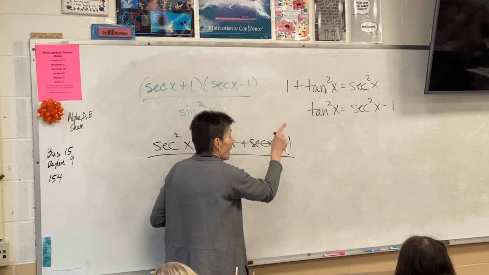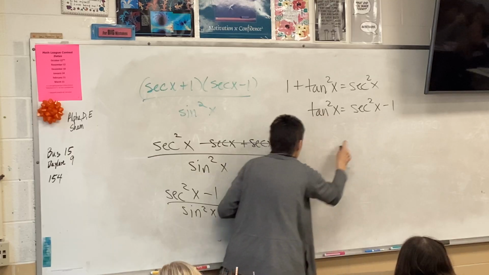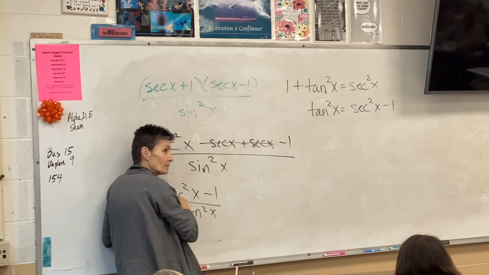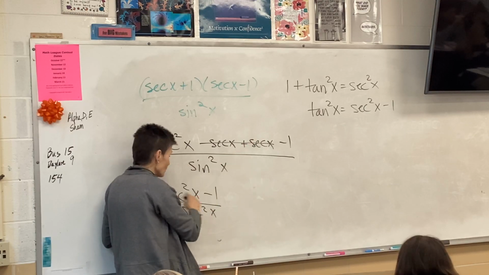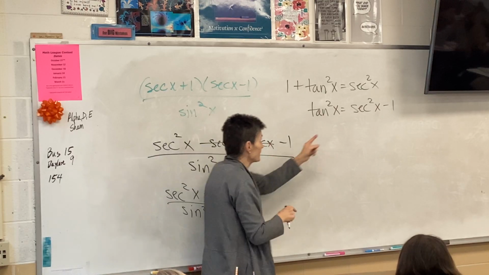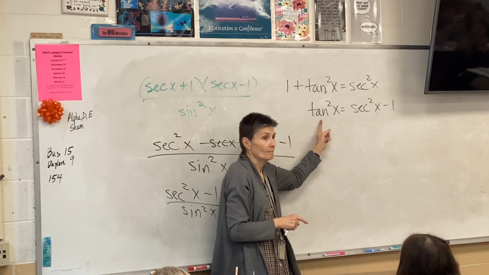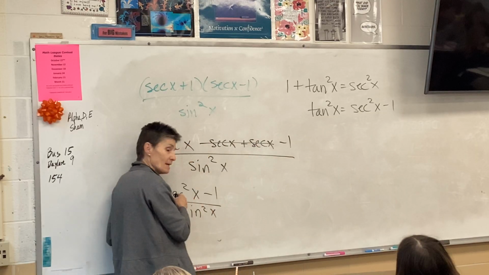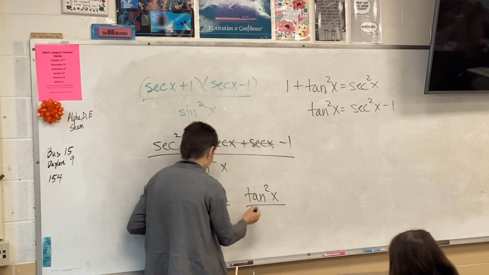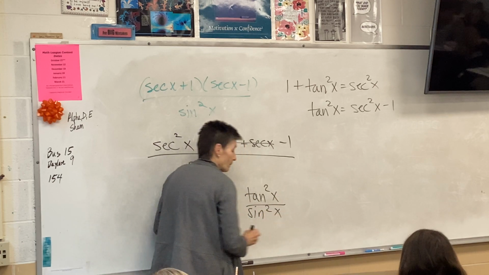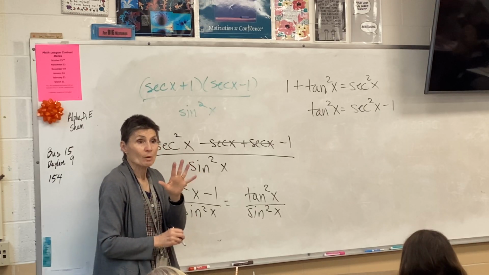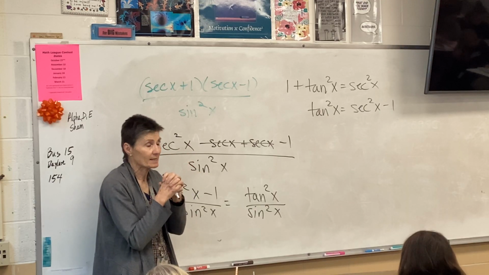In this case, it's helpful to look at it like this because look what I have right here in my numerator. What is that? What's secant squared minus 1? Secant squared minus 1 equals what? Tan squared. So I'm going to take this guy and replace him with tan squared. Remember, my job is to simplify. So I'm trying to get things as condensed as I can.